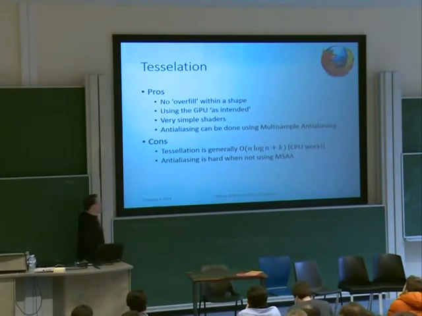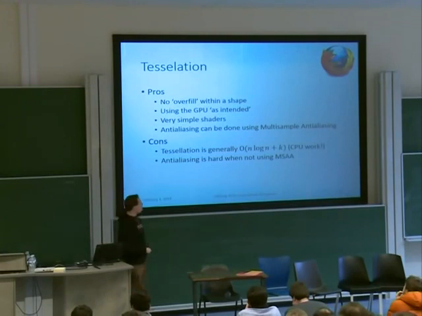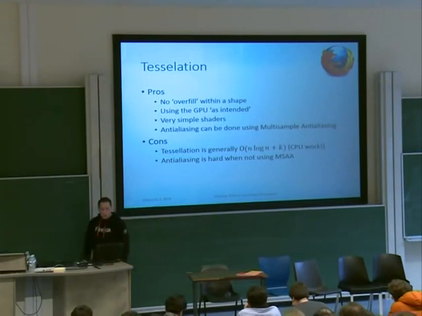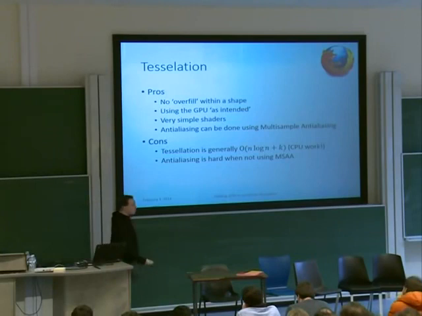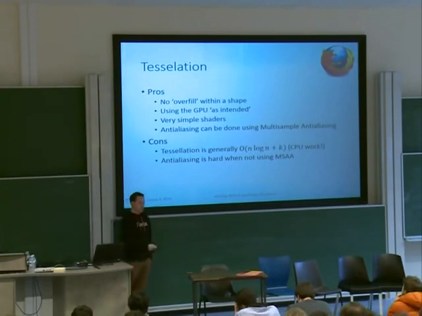Now, the downsides are that tessellation is hard. Generally the very best algorithms are big O of n log n plus k, where k is the amount of intersections that the shape has, and n is the amount of line segments that your shape is subdivided into. This is all CPU work. So really, although you're losing a bunch of CPU work in the blending and the rasterizing and the drawing, you're adding a bunch of CPU work in generating your shape, which means if your shape is very complex, you might actually be spending more CPU work doing this than you would have in the first place if you had just done the rasterization on the CPU.